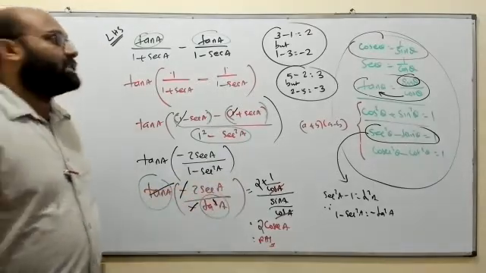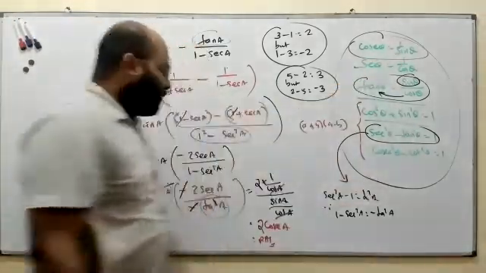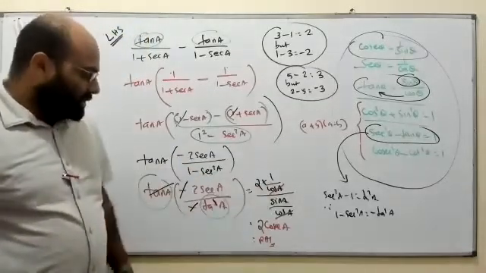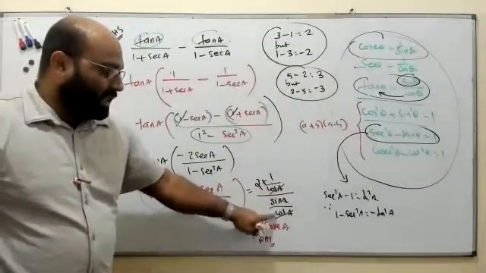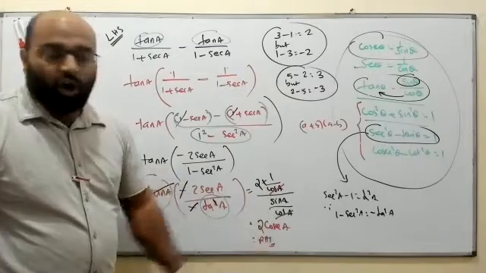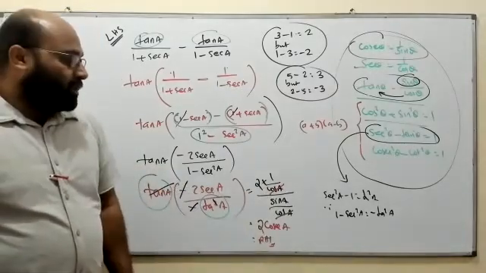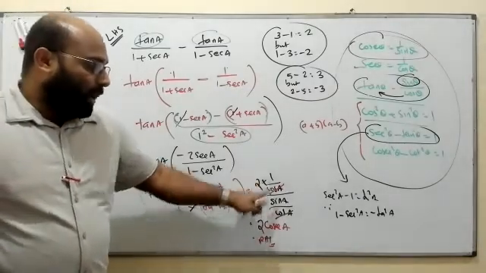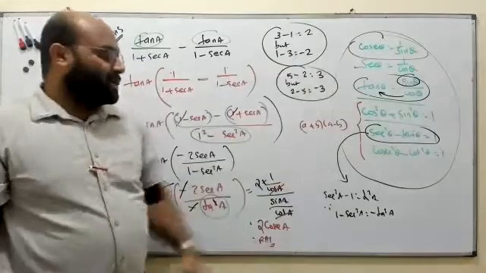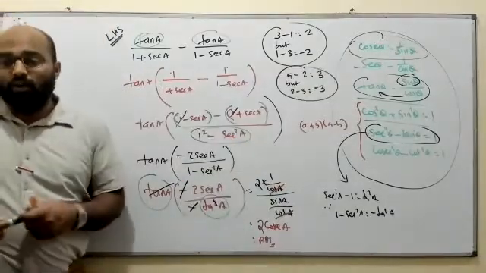Now what is cosec A? We already have this result: 1 by sin A. So 2 into 1 by sin A, divided by tan A. Tan is what? Sin by cos. Both the cos denominators I cancelled. So 2 into 1 by sin A. What is 1 by sin A? 1 by sin A is cosec A, so the result is 2 cosec A. Please write it. That is what you wanted to prove.